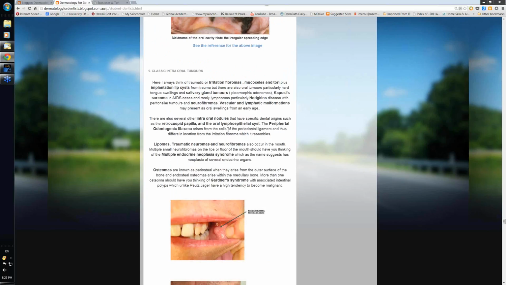Now, I've mentioned up here there are several other intraoral nodules that have specific dental origins. There's one called the retrocuspid papilla, and I think it occurs on the lingual side of the upper teeth. Better check that one.